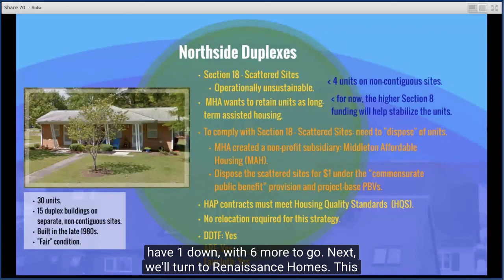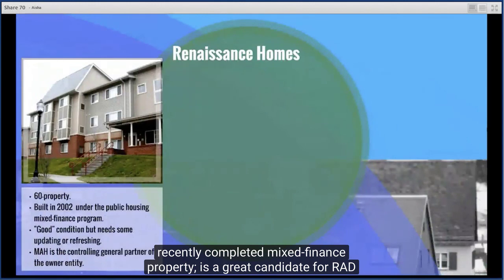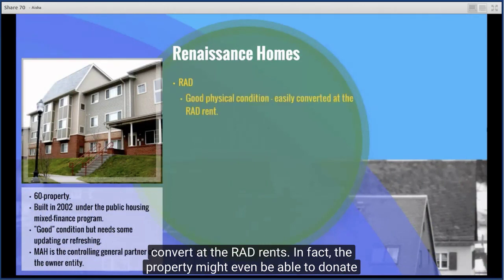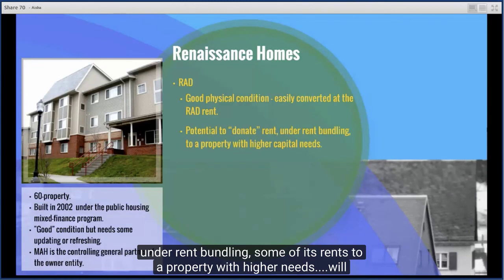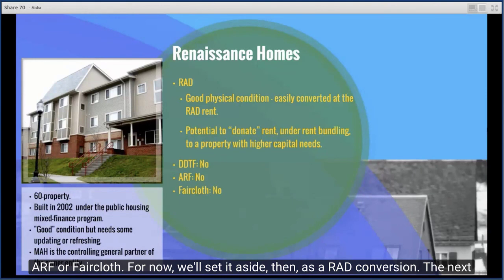Next, we'll turn to Renaissance Homes. This recently completed mixed finance property is a great candidate for RAD because the property is in good physical condition. It should easily be able to convert at the RAD rents. In fact, the property might even be able to donate under rent bundling some of its rents to a property with higher needs. Because it will convert via RAD, it will not be eligible for DDTF, ARF, or Faircloth. For now, we'll set it aside then as a RAD conversion.